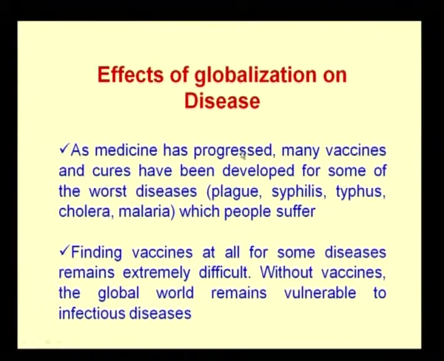As medicine has progressed, many vaccines and cures have been developed for some of the worst diseases, that is plague, syphilis, typhus, cholera, malaria, which people suffer. Finding vaccines at all for some diseases remains extremely difficult. Without vaccines, the global world remains vulnerable to infectious diseases.